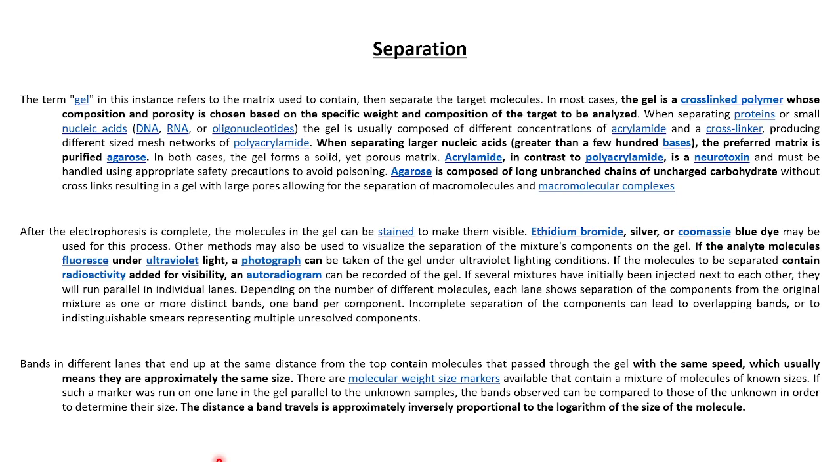Now we need to know something about the separation of an SDS-PAGE, or even an agarose gel electrophoresis. From the term gel, we can tell, the term gel in this instance refers to the matrix used to contain and separate the target molecules. In most cases, the gel is a cross-linked polymer whose composition and porosity are chosen depending on the specific weight and the composition of the target that we want to analyze.